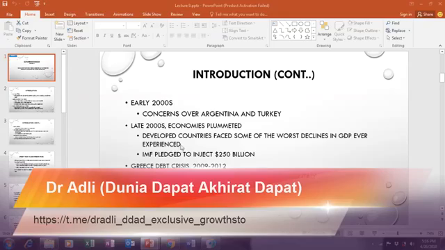Developed countries faced some of the worst declines in GDP, the gross domestic product, ever experienced. The IMF pledged to inject 250 billion. So the IMF, the International Monetary Fund, came to the rescue, giving loans, giving loans with interest.